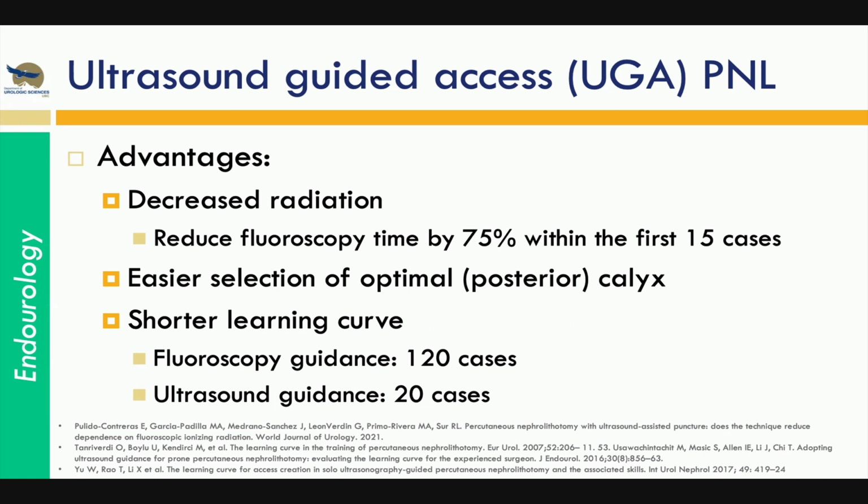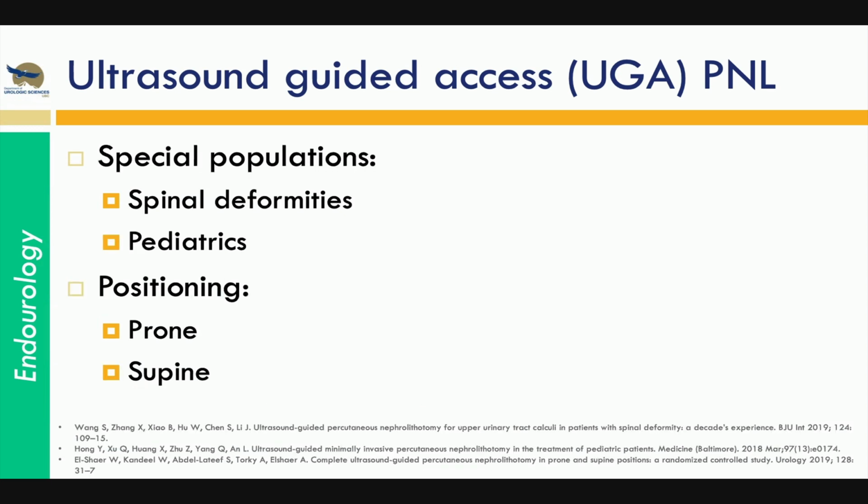And the final thing is for ultrasound-guided access, perhaps one of the reasons why the learning curve is a little bit shorter is it can actually be easier to select the optimal calyx, which is often a posterior calyx, which is right there when you put the ultrasound needle. It just often happens to be the most easily selectable calyx. So that might be part of the ease of learning ultrasound-guided access.